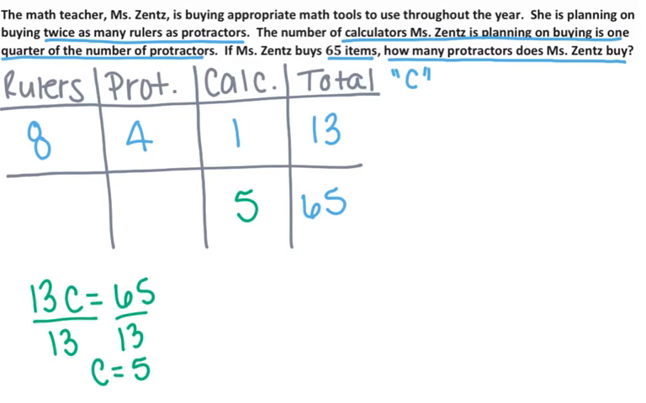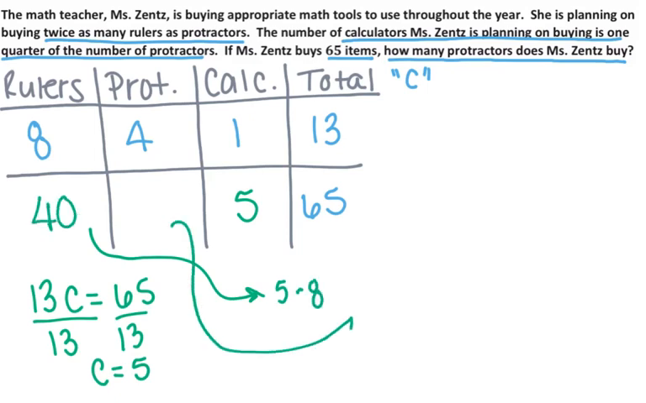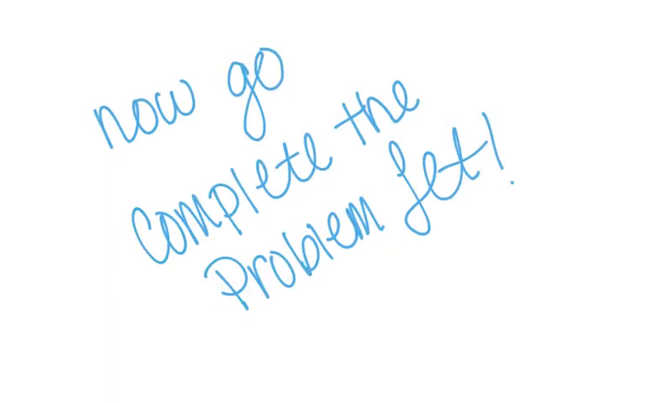Now, let's find out how many rulers she bought. So rulers is going to be 5 times 8, which is 40. And then protractors, which is what we wanted to answer our question, is 4 times 5, which is 20. So Ms. Zentz bought 20 protractors. And that's it. Now you can go complete the problem set.